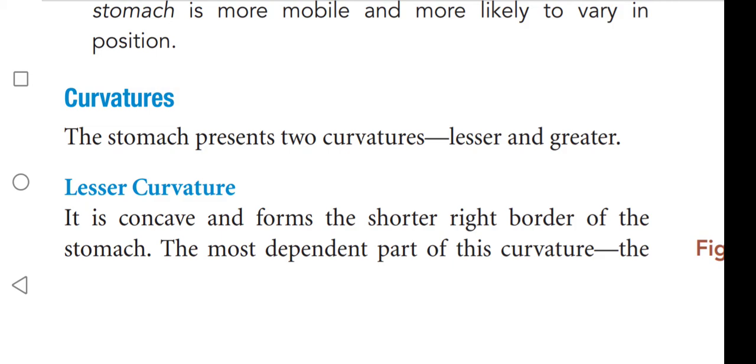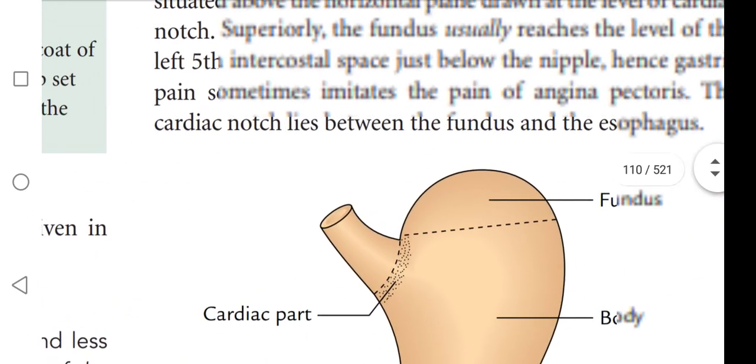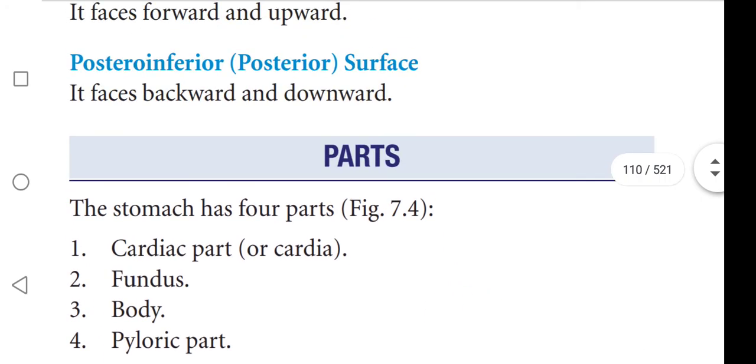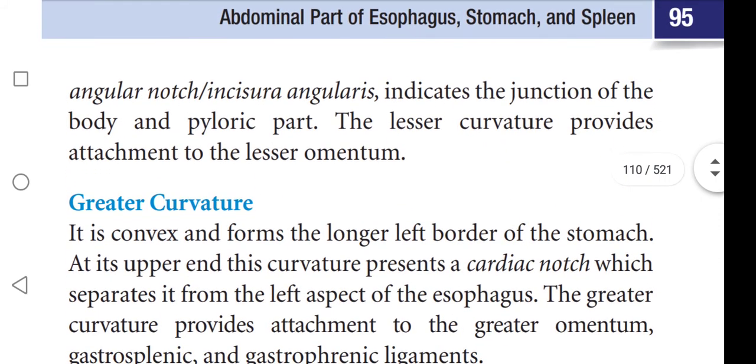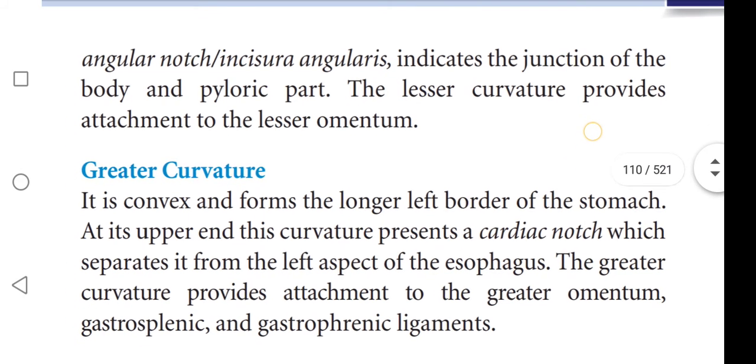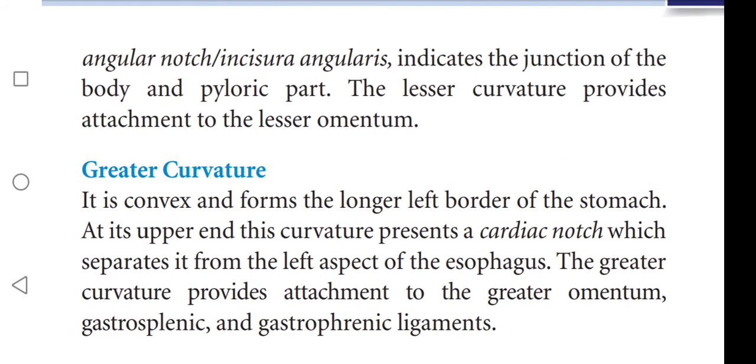First, lesser curvature. It is concave and forms the shorter right border of the stomach. The most dependent part of this curvature is the angular notch. Angular notch, or incisura angularis, indicates the junction of the body and pyloric part. The lesser curvature provides attachment to the lesser omentum.